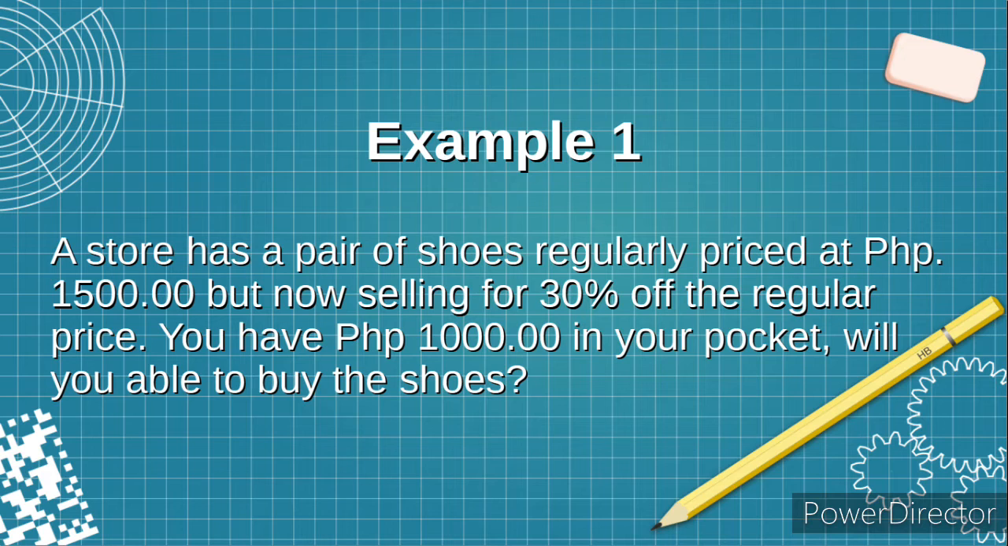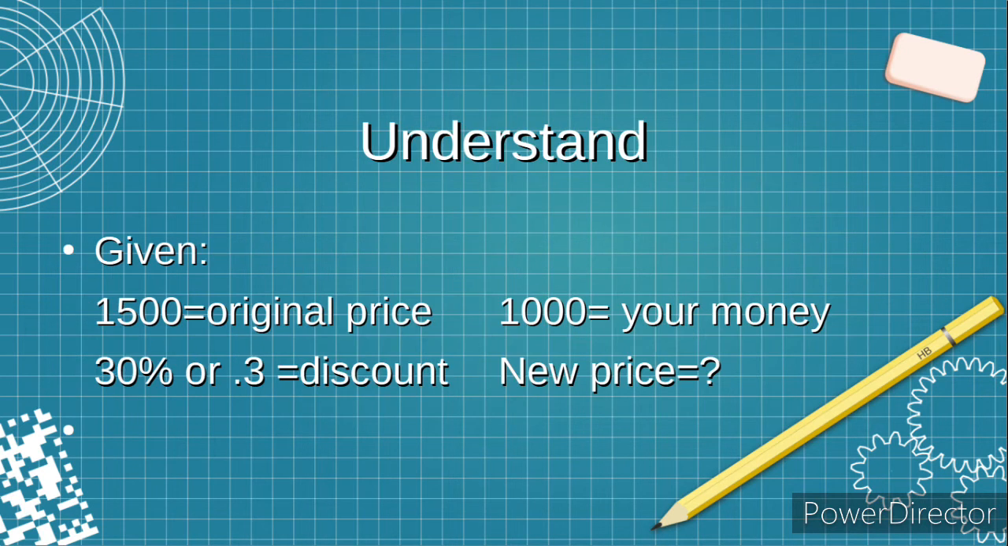For the first example, a store has a pair of shoes regularly priced at 1,500 pesos, but now selling for 30% off the regular price. You have 1,000 in your pocket. Will you be able to buy these shoes? First, we must identify the given: 1,500 the original price, 30% the discount, 1,000 your money, and the new price is the hidden question.